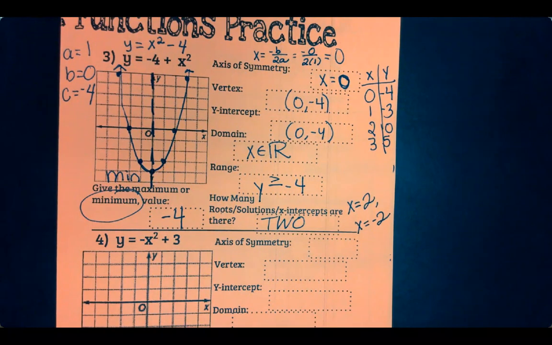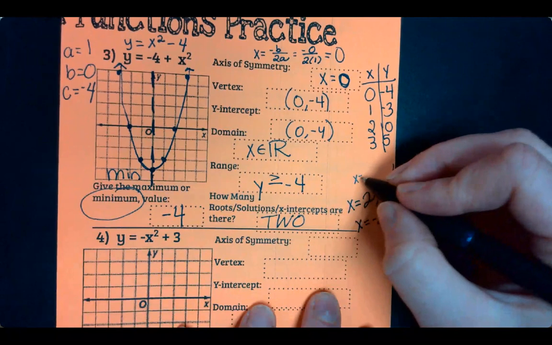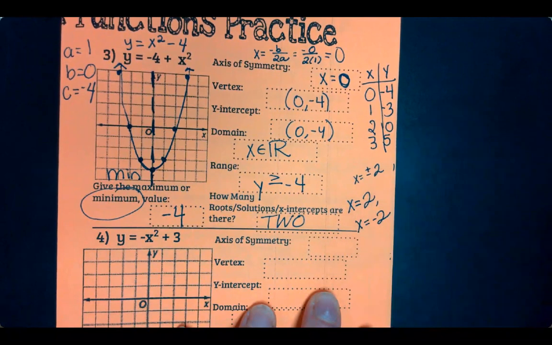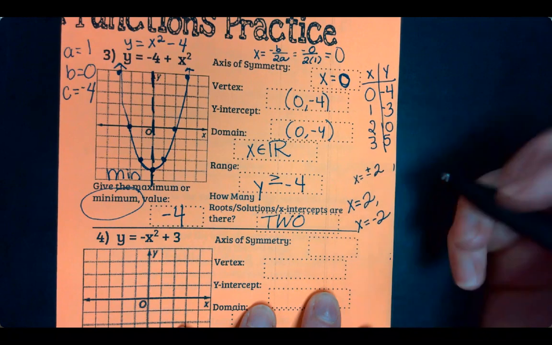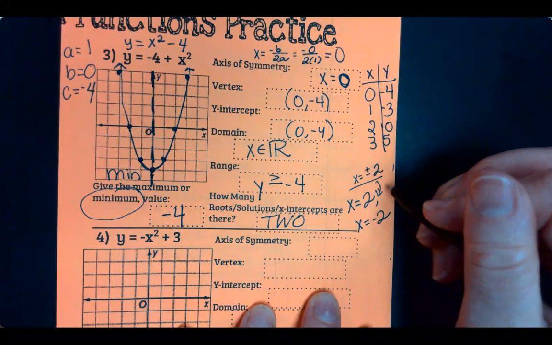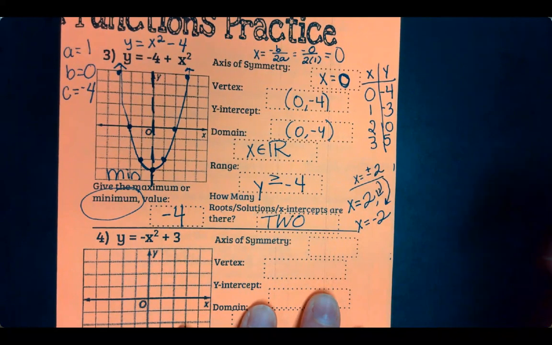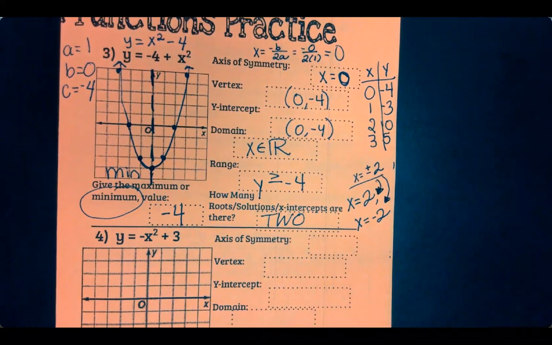We could have also written this as x equals plus minus 2. That's a way to write an answer, the shortened term. This means you have both answers. Just a shortened way of writing it. Okay. All right, you're going to do number 4 on your own right now.